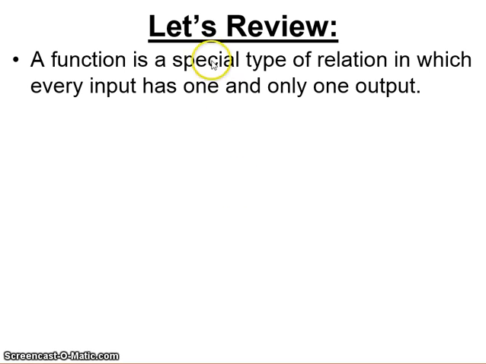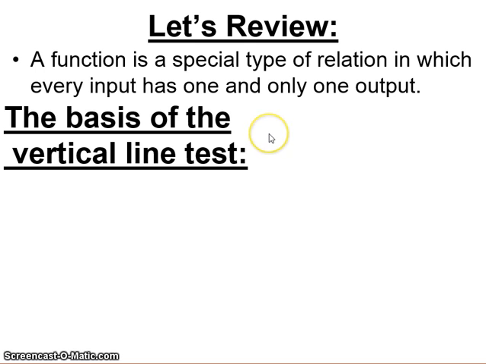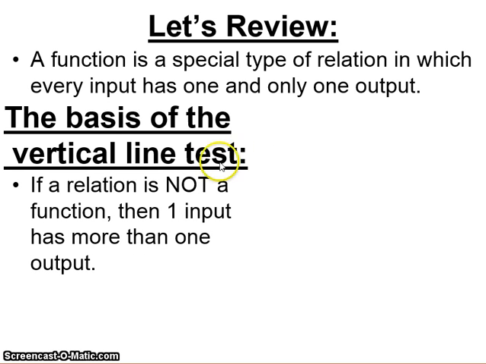Remember, a function is a special type of relation in which every input, which we know is the x value, has one and only one output, which is the y value. We know that this creates a consistent, reliable, predictable relationship that we can make predictions about. So the basis of the vertical line test is this. If a relation is not a function, then one input has more than one output.